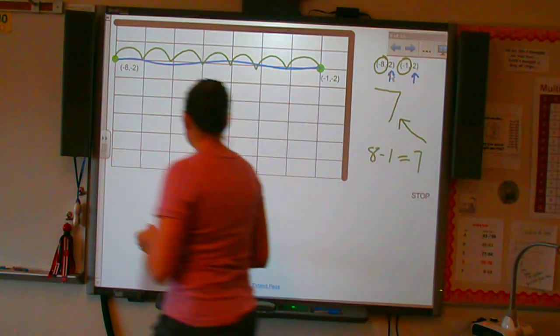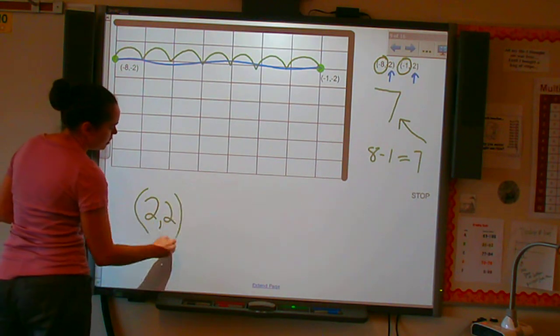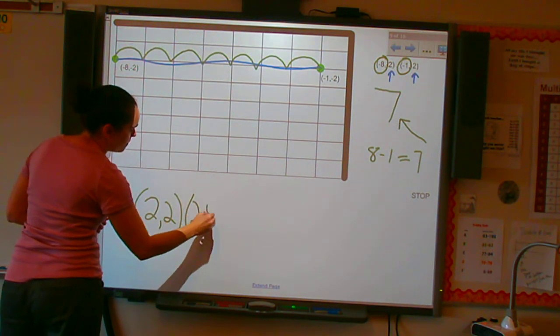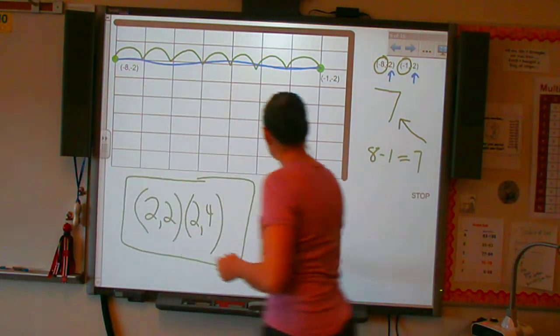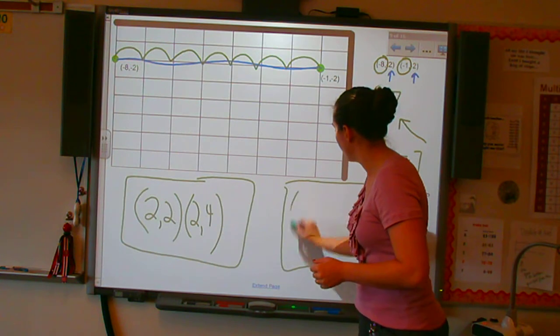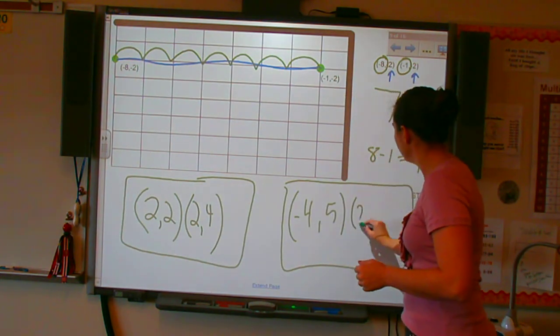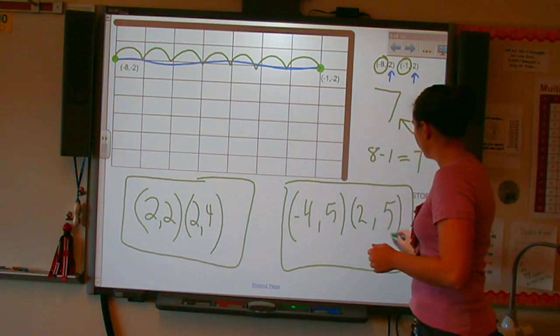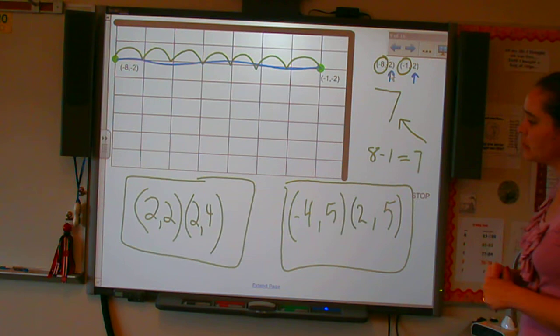All right, so here are some points for you to think about: 2, 2 and 2, 4. And let's look at negative 4, 5 and 2, 5. So pause the video to give yourself some time to think about these distances, and I will put up the answer.